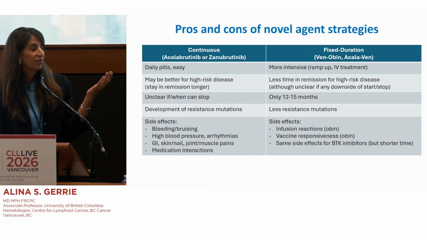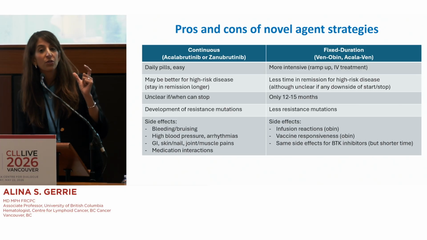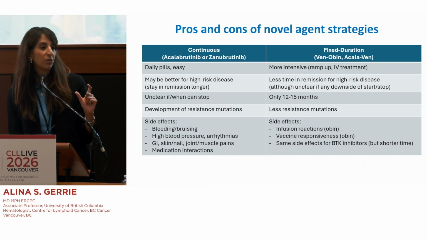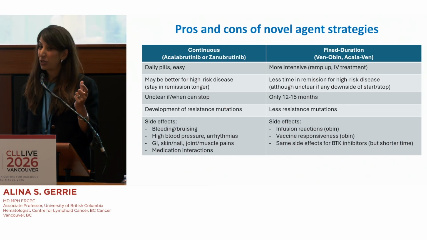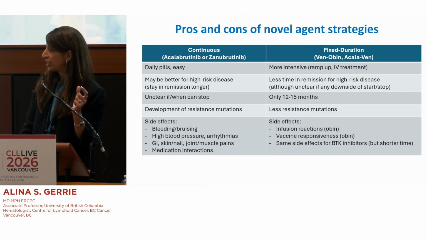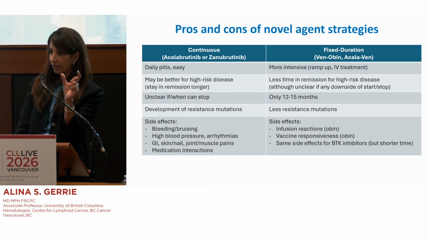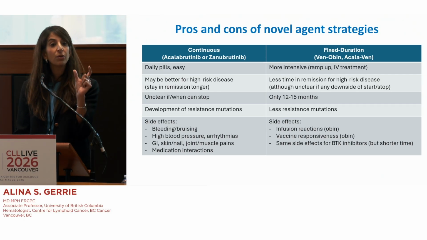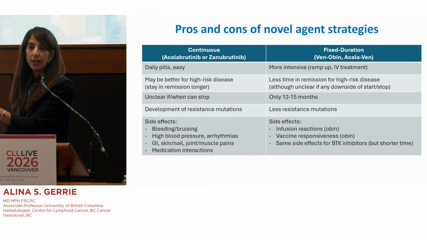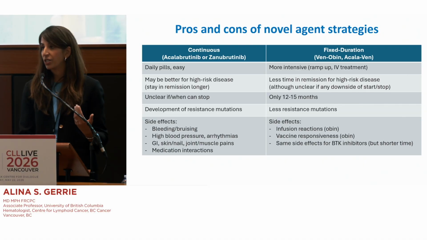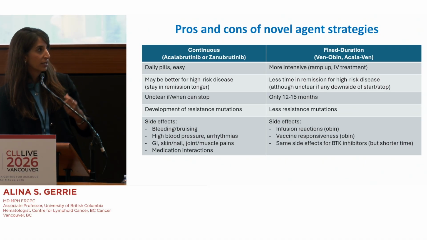It's only 12 to 15 months, and there's less development of resistance mutations. In fact, most of the trials so far show really no development of resistance mutations when patients only take the drug for 12 to 15 months. So that means you could then reuse the drugs again if you progress again down the road. That's an advantage to fixed duration therapies. And then we talked about some of the side effects.